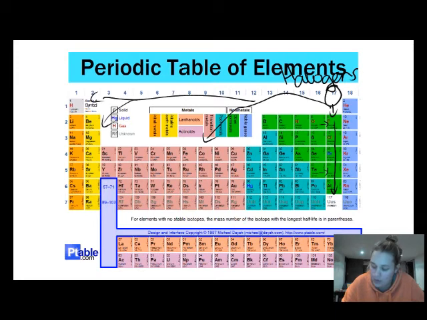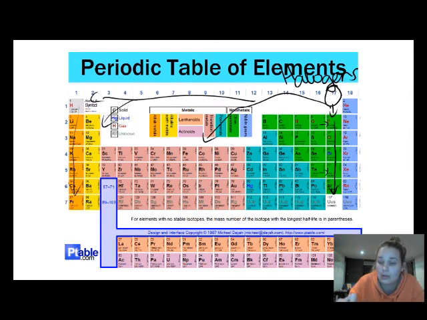The next thing that you need to know is a little bit different to group 1. When I went down group 1, my elements became more reactive. When I go down my halogens, they become less reactive. So they're kind of opposite to each other in that way.